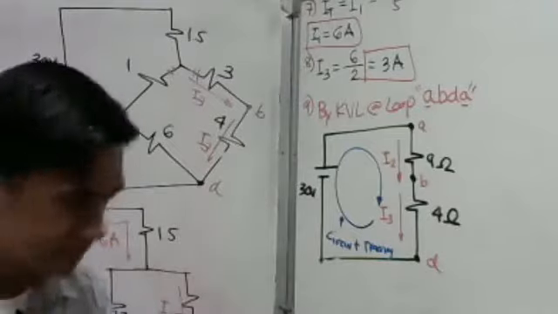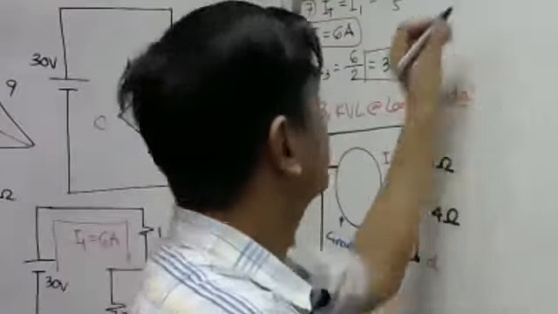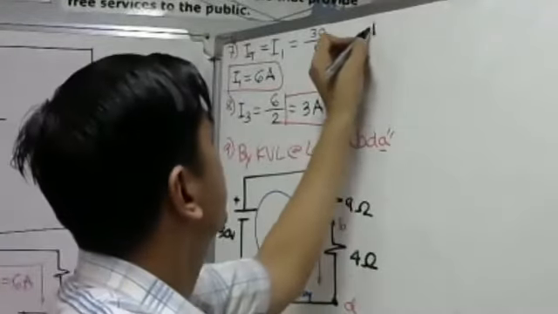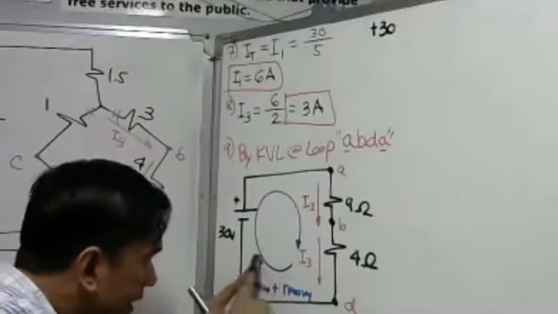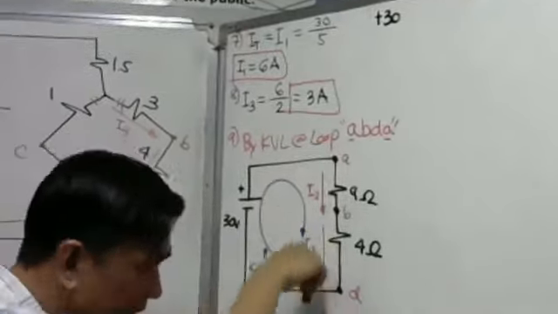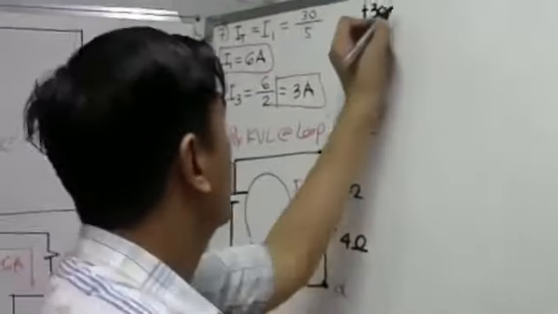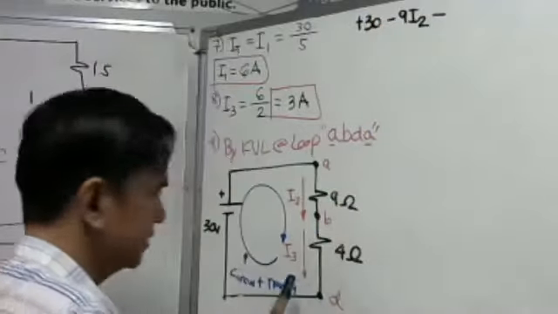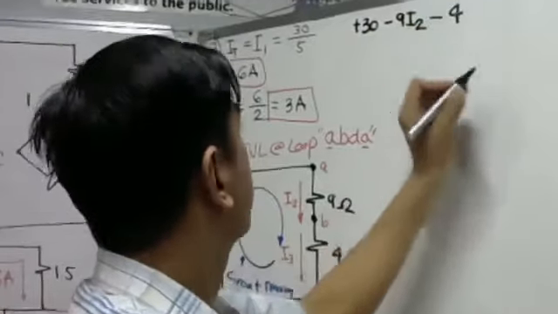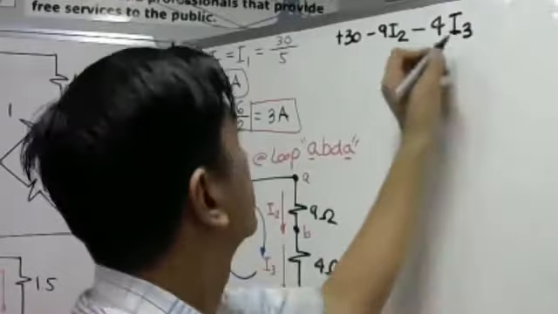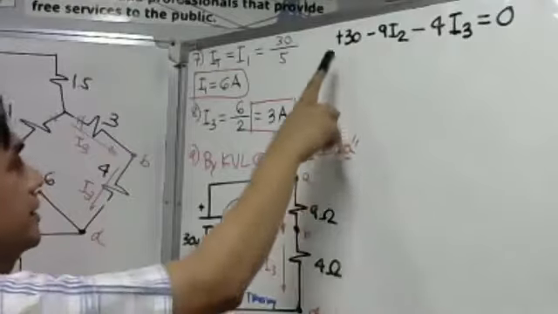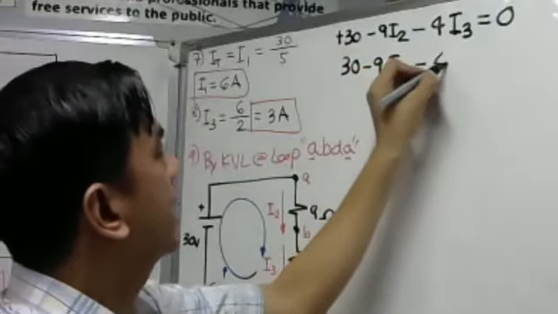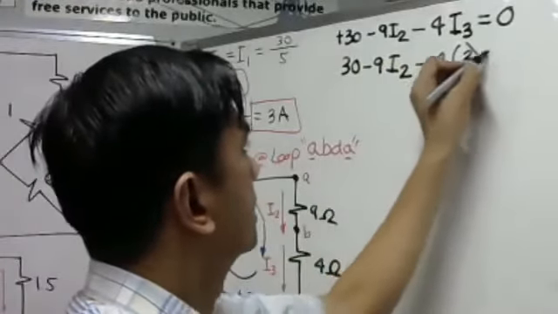So let's go now. We have here 30 volts by KVL. Our circuit tracing leaves on the positive terminal of the 30 volts, that's why it is positive 30. If you are to trace, this is going downward, this is also downward. The two currents are downward, in one direction. Here, minus 9 times I2, then another minus for the 4 ohm, that is 4 times I3, and that is equal to 0. So we have 30 minus 9 times I2, the unknown, minus 4 times I3, which we calculated as 3 amperes, equal to 0.